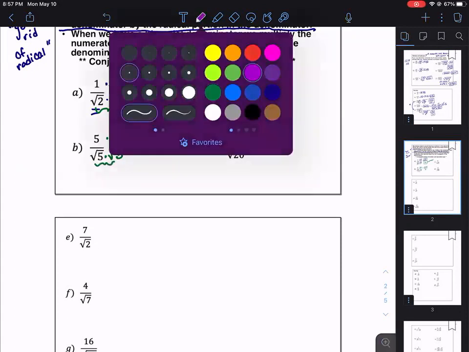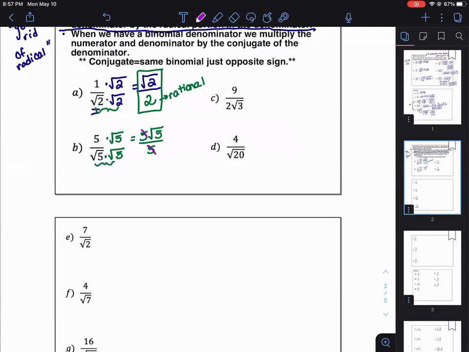And if I can reduce, I want to reduce. In this case, these are both going to reduce. I can't reduce the 5 in the radical with the 5 that's on the outside, but I can reduce these because they are both outside the radical. And I get radical 5 over 1, which is just radical 5. As long as I don't have a radical in the denominator, I'm in good shape.